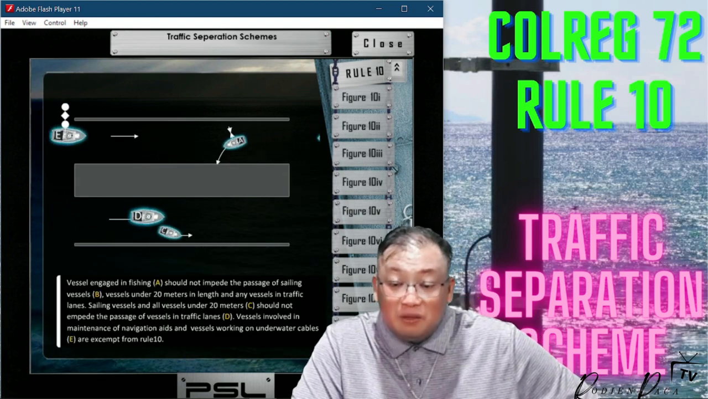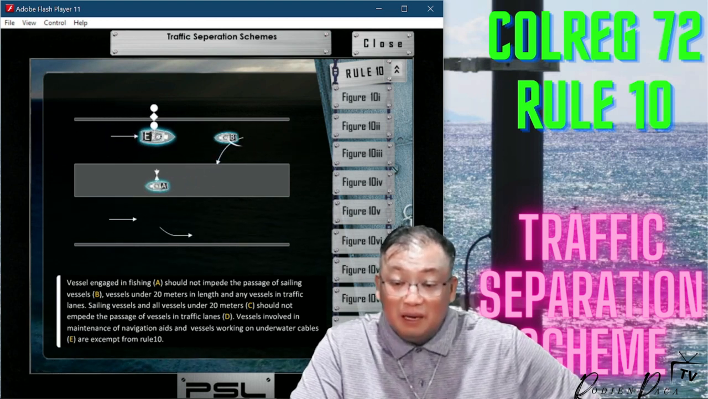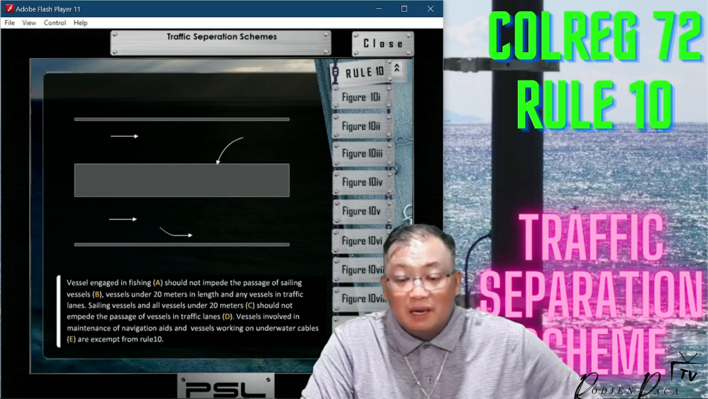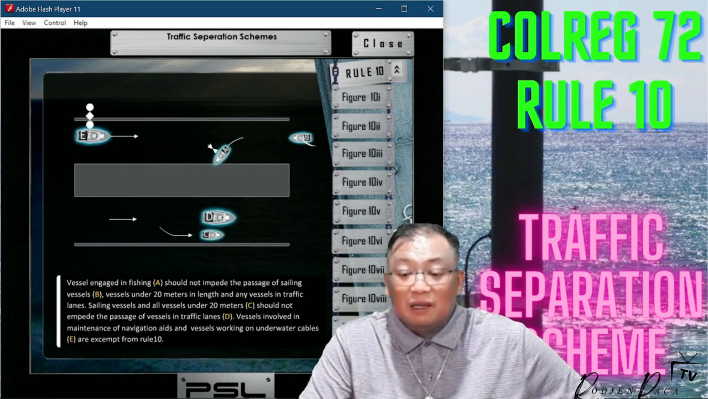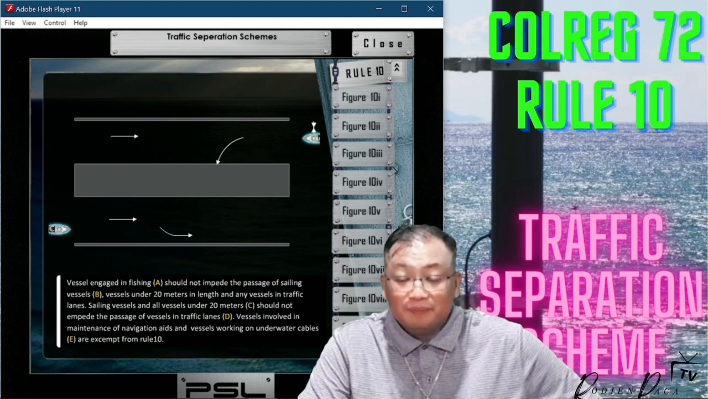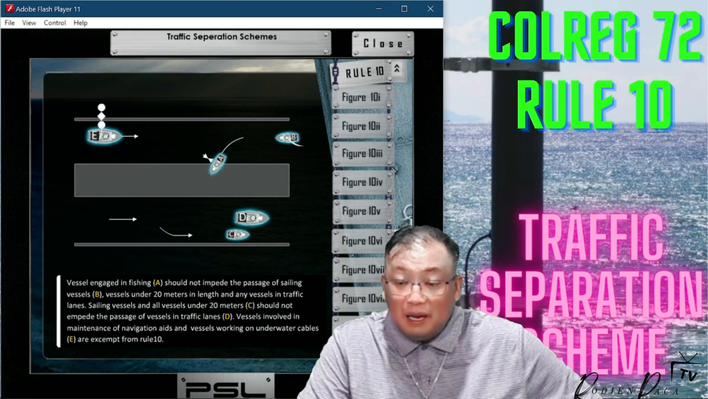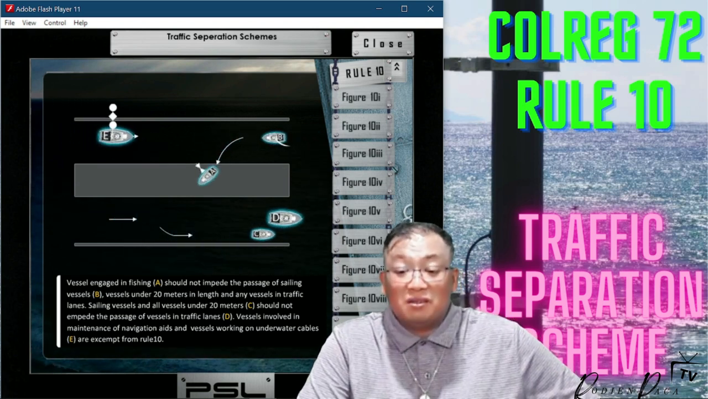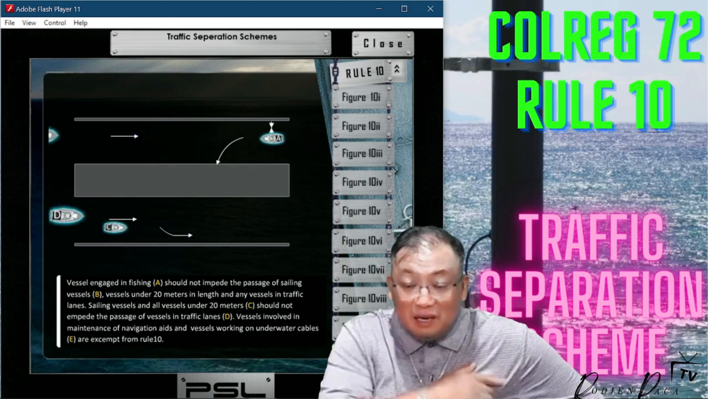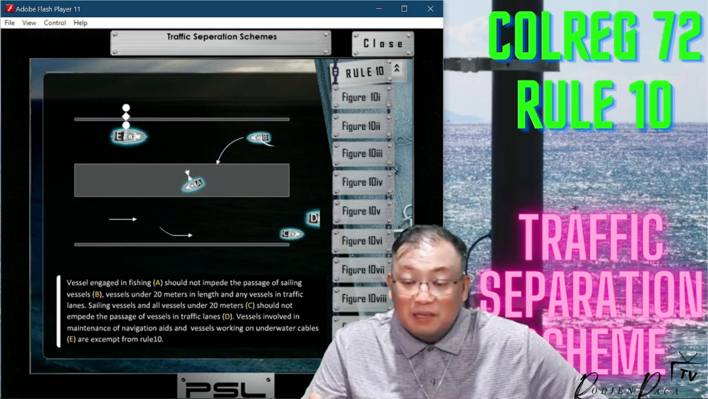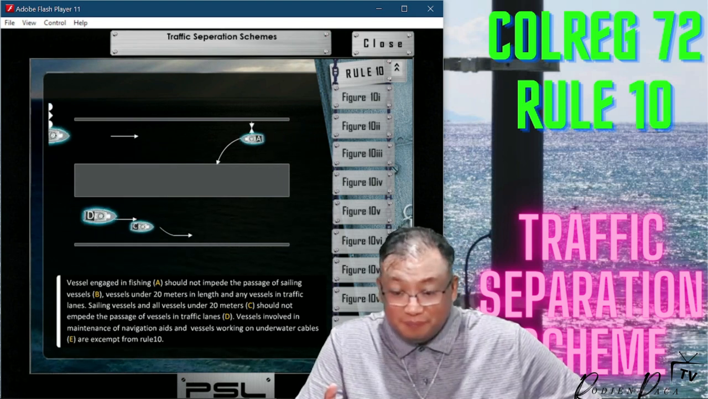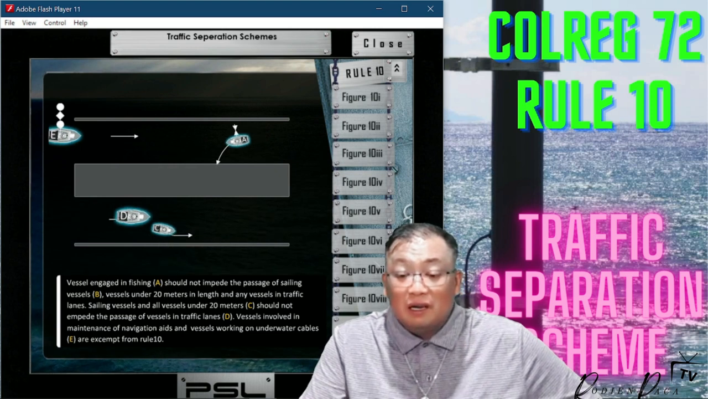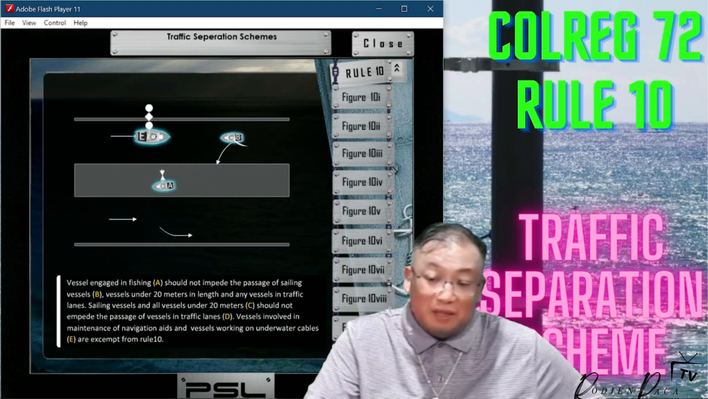The vessel engaged in fishing, A, should not impede the passage of sailing vessel B. In the animation, A tries to avoid and lets the sailing vessel B pass. A vessel under 20 meters in length and any vessel in traffic lanes: meaning not only the sailing vessel but any vessel under 20 meters in length should not impede the safe passage of vessels in traffic lanes, as in Delta. So there is a 20-meter vessel and a vessel doing maintenance; they are also avoiding it, like the sailing vessel.